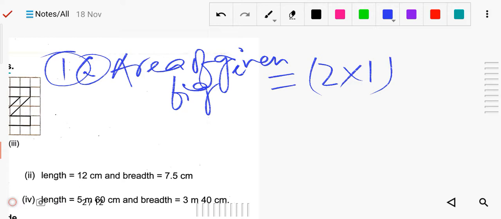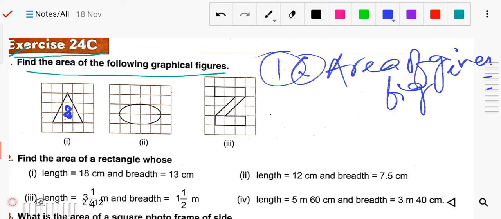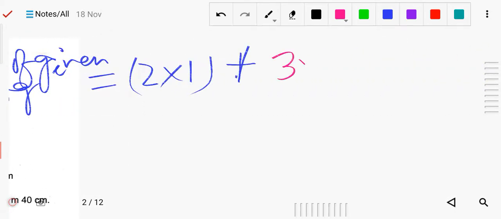Now next plus, now next you have to check how many more than halves are there. So check how many are more than half. So this is one here and here. Okay, and here is also 1. So total how many are there? 3. So you can write 3 into 1.